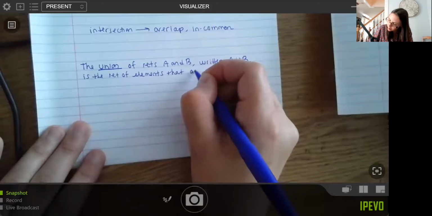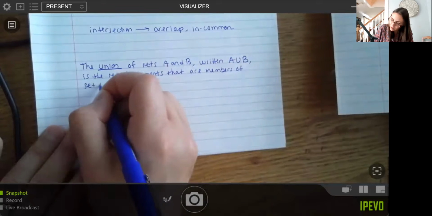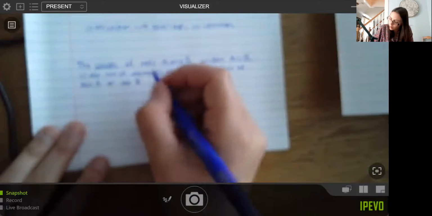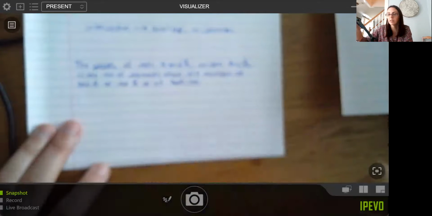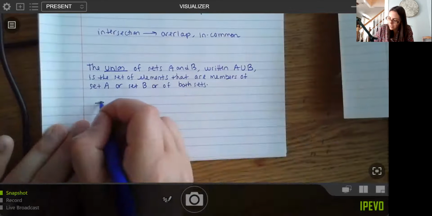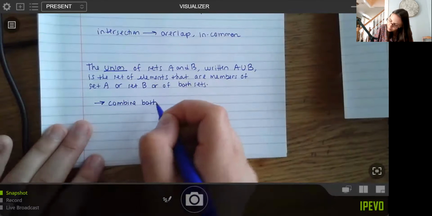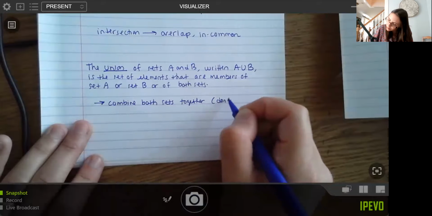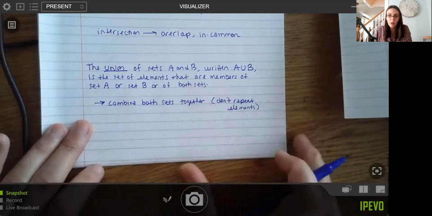that are members of set A or set B or of both sets. Okay. So basically what you're doing here when you think of union, you're combining both sets together, but don't repeat your elements. That actually is important. You don't want to repeat your elements.